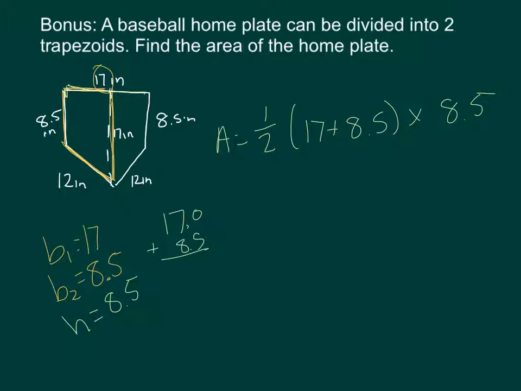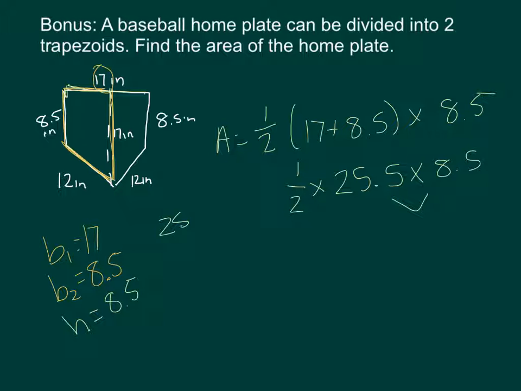Remember, it's a bonus problem, but you should still be able to do this. I got 25.5. So now I have 1/2 times 25.5 times 8.5. So let's go ahead and multiply these together. 25.5 times 8.5.